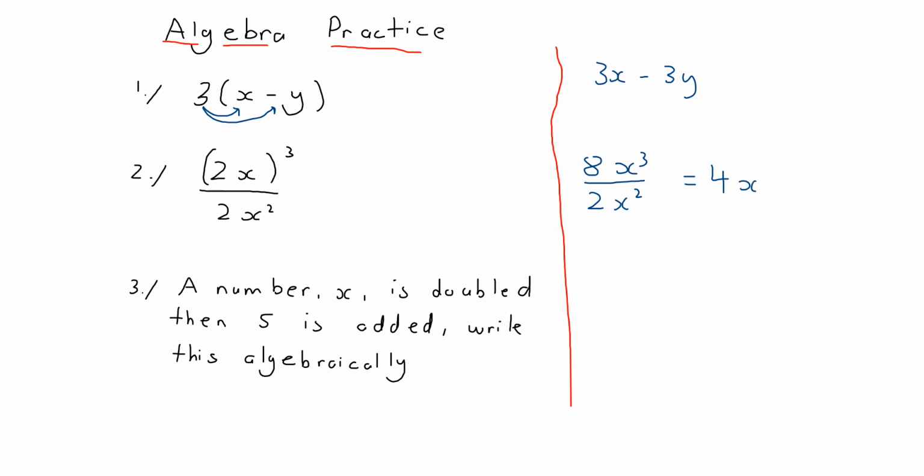Okay, my third question, a number, and we call the number x, is doubled, and then we add 5, okay? So what I do is I start with my number x. If I double x, I do 2x, because 2x is double x, and then I add 5 to it, nice and easy. So you might find that one fairly easy, but we'll be doing more of these in the future where it's going to get a little bit trickier.